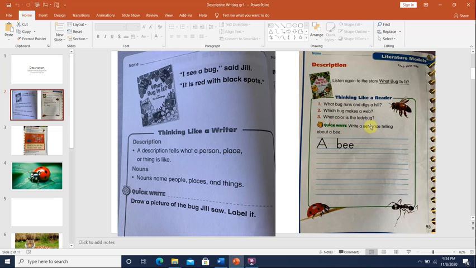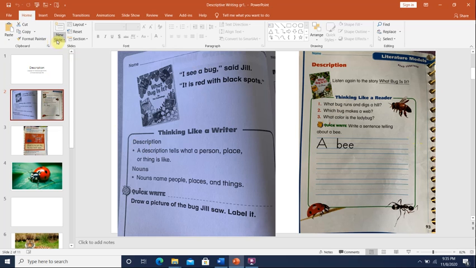What color is the ladybug? This is a ladybug. A ladybug is a red bug with black spots. So if it says here, write a sentence telling about a bee. Here it wants you to describe a bee. What details would you use to describe a bee? Think. When a bee comes to your mind, what words can we use to describe a bee?